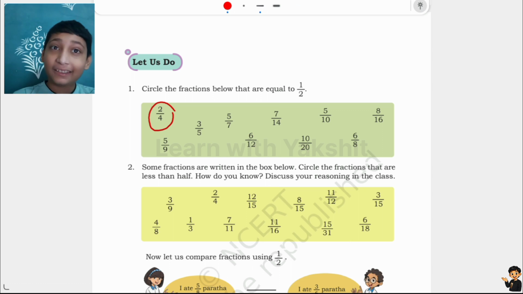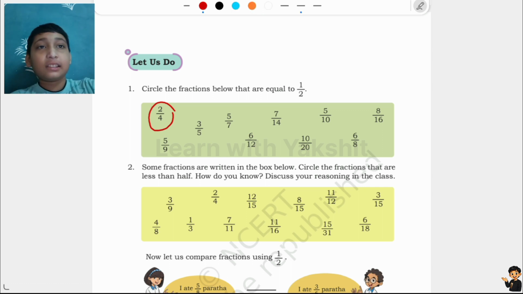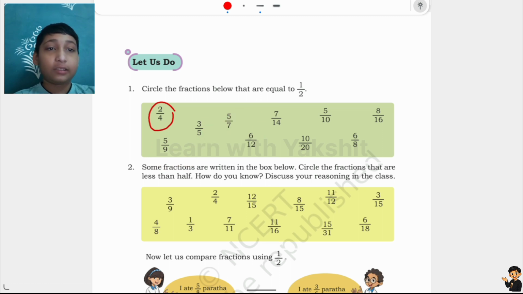And there could be this, that the denominator is 5, but the numerator is 3. And 3 is not half of 5, it's 2 and a half. So we will not circle this. Now, we can also not tell because of these odd number denominators. So it can't be 5 upon 9, 3 upon 5, or 5 upon 7, and that's it.